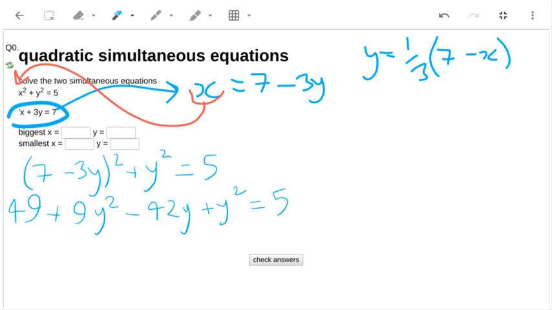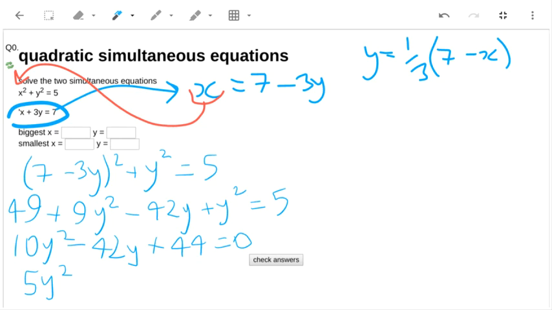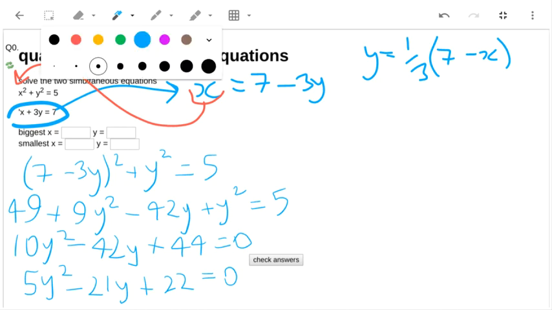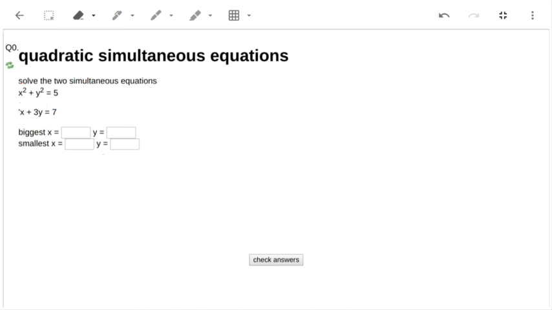Next, collect everything onto one side. That gives me 10y squared minus 42y plus 44 equals 0. And I can divide that by 2 just to make things a little bit easier. So I get 5y squared minus 21y plus 22 equals 0. All right, now I'm going to create a bit of space and keep going.